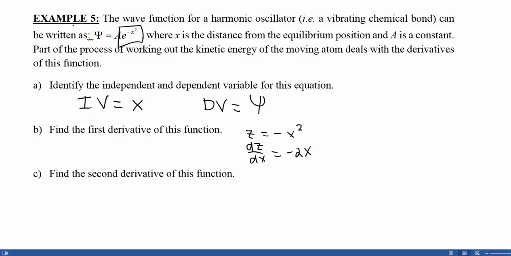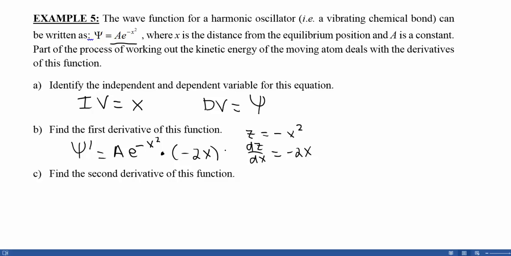Now, when I come back here and I look at my equation and think about the derivative, psi prime, I have to use the constant multiple rule, which means I'm going to start with the a. The a is a constant that's going to multiply my derivative. And if I have e to the z, then the derivative is e to the z, so again, e to the negative x squared, times dz dx, so times negative 2x. So my first derivative for the function looks like this.